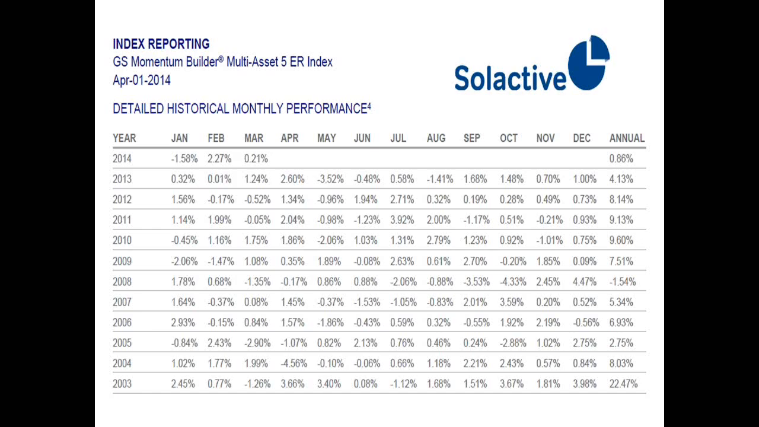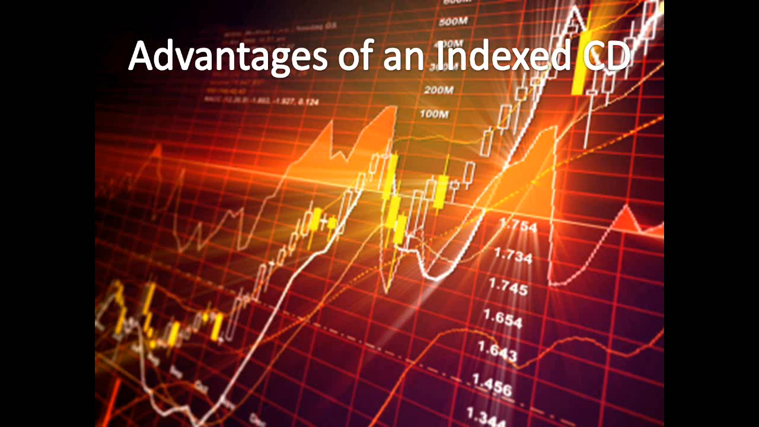2003 down at the bottom, an annual return of 22.47%, 8.03 in 2004, 2.75 in 05, 6.93 in 06. Folks, these returns are just spectacular. You can look at this 10-year run. There's one negative year in there. That's 2008. But of course, no principal was at risk. So you've got an outstanding set of products here for this year.